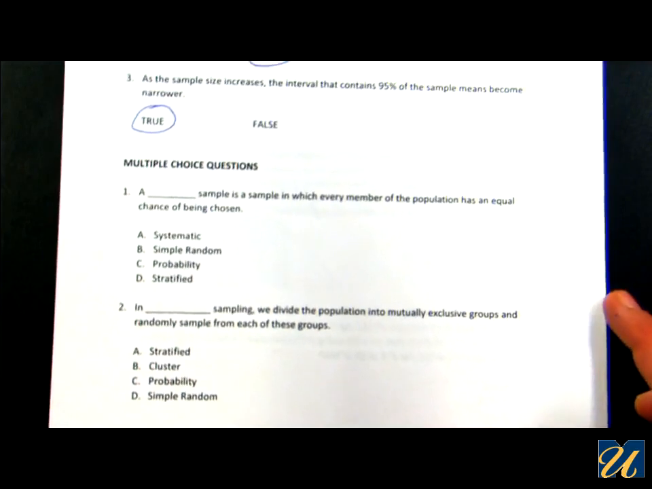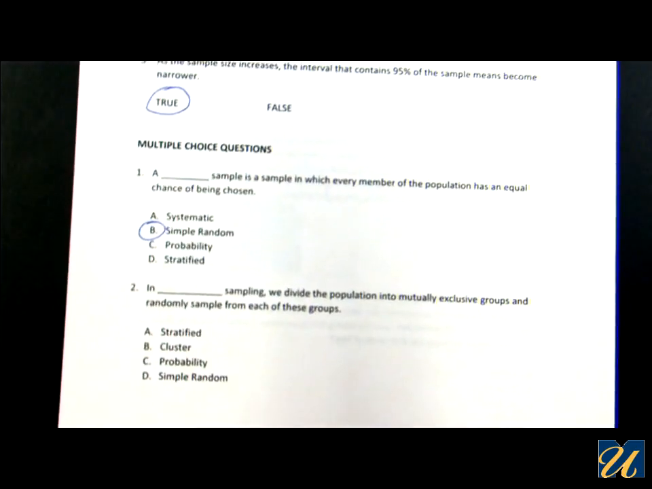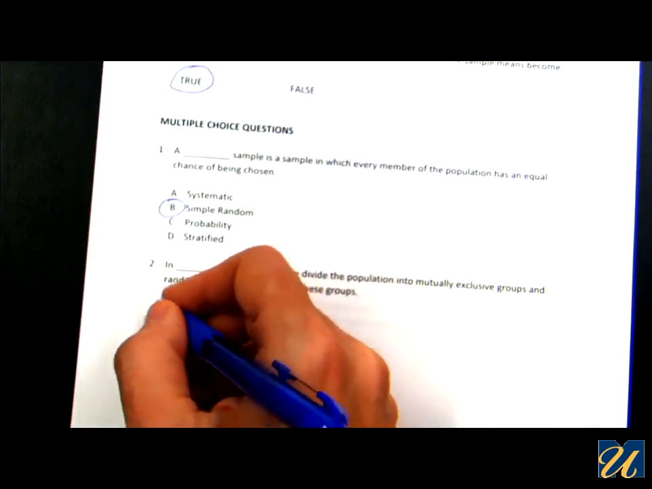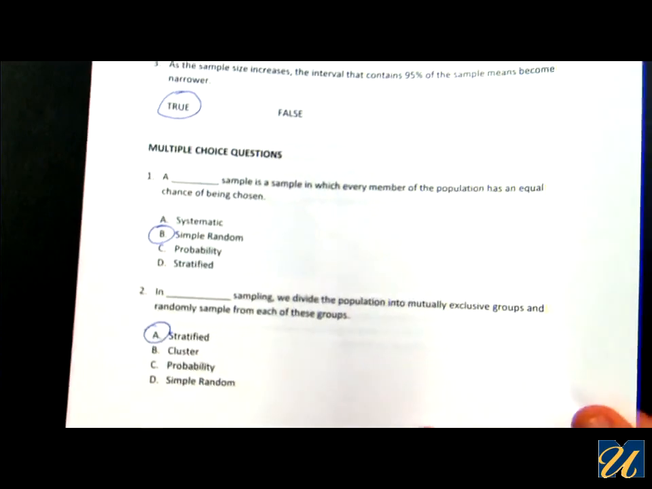A what sample is a sample in which every member of the population has an equal chance of being chosen? This would be a simple random sample. In what sampling do we divide the population into mutually exclusive groups and randomly sample from each of these groups? That would be the stratified. We divide the populations into strata, as we call them.